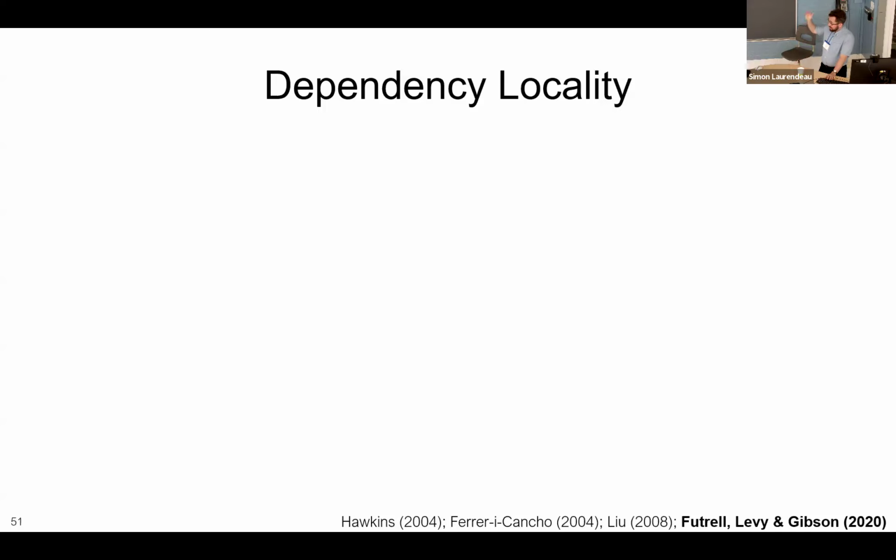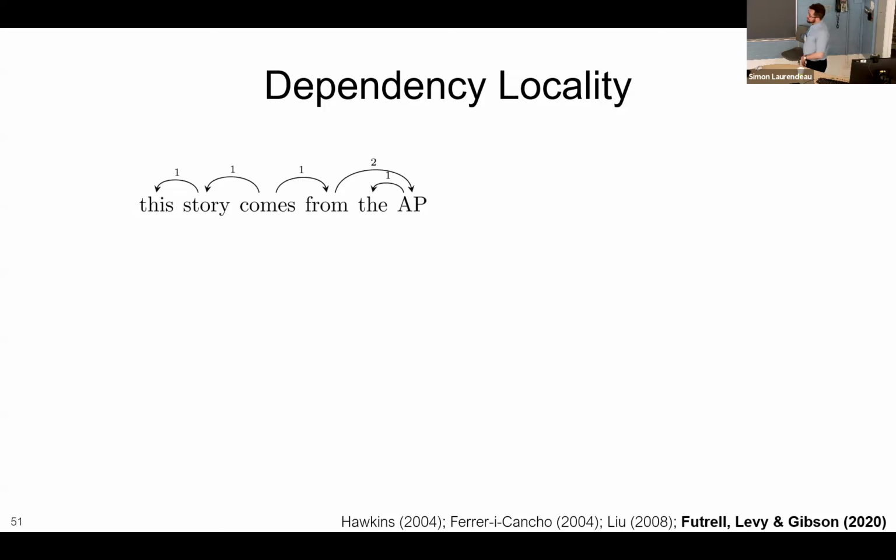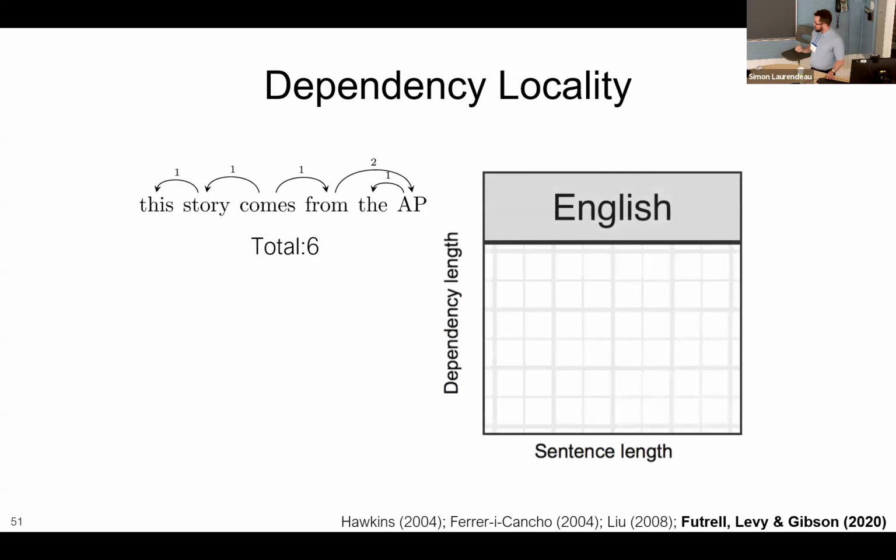You can take a large body of text, naturally occurring English text, and grab a sentence from it like this. Here's a sentence. This story comes from the AP. And you can annotate it in terms of the grammatical dependencies and the lengths of those grammatical dependencies. So the dependency from "to the AP" there is of length 2. You can get the total dependency length for the sentence. And you can plot that in a space like this. So this is a sentence with 6 words and the total dependency length is 6.